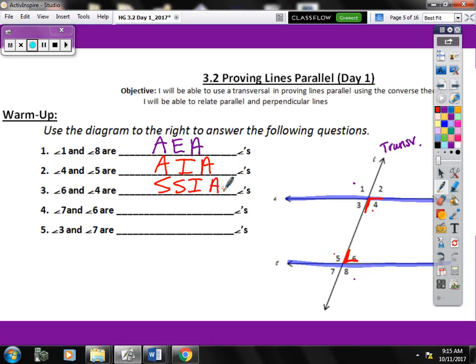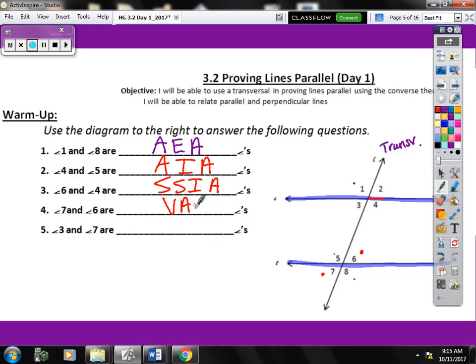7 and 6. 7 and 6. Blue? Those are vertical angles. So vertical angles, remember, have nothing to do with parallel lines. Vertical angles are just formed by two intersecting lines, and they're the opposite ones.